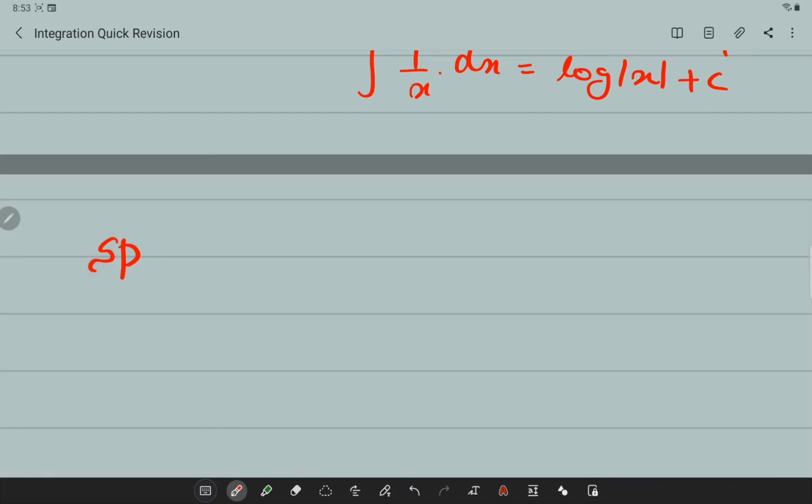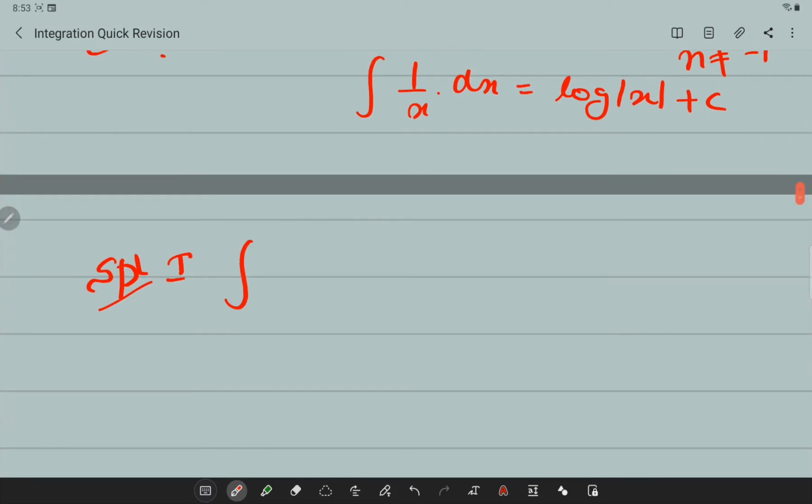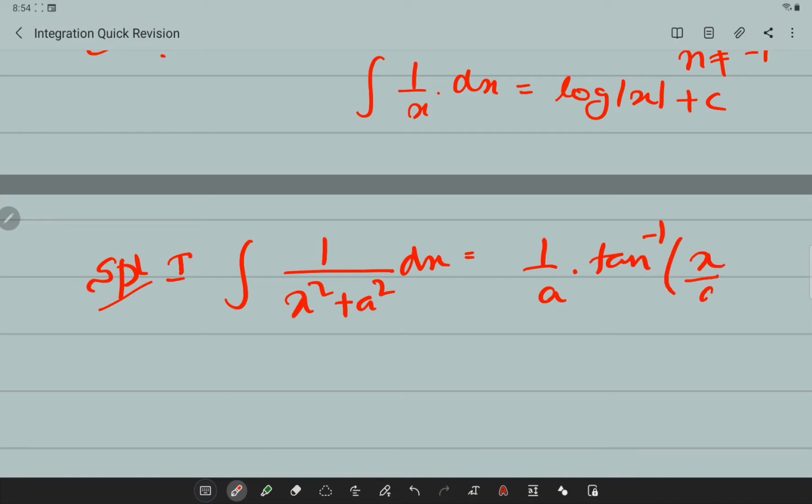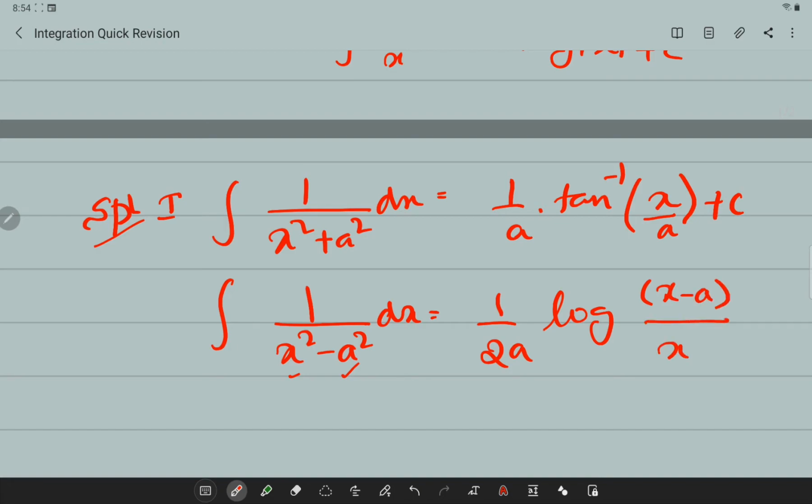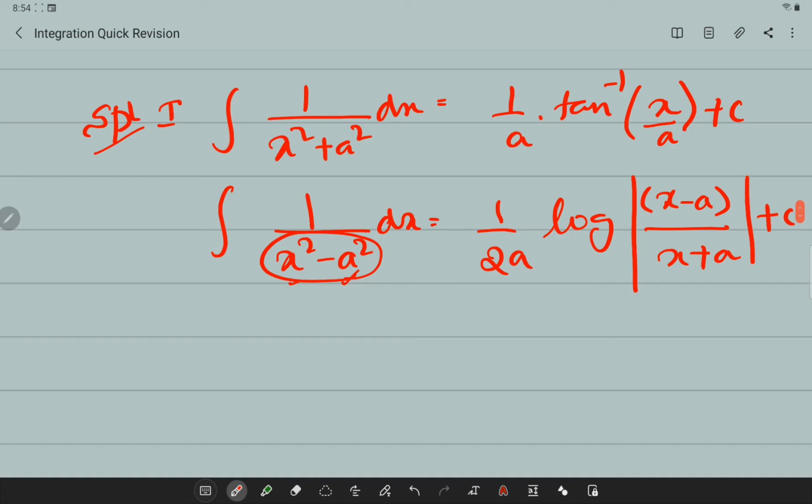So some of the special integrals include integral 1 by x square plus a square dx. The value is simply 1 by a into tan inverse x by a plus integration constant. The next formula is integral 1 by x square minus a square dx. Remember here you have x square minus a square, so you have to simply remember 1 by 2a into log mod of x minus a divided by x plus a, plus integration constant. The simple trick is that the x square minus a square and this numerator are the same.